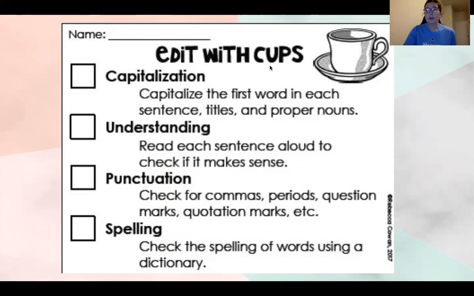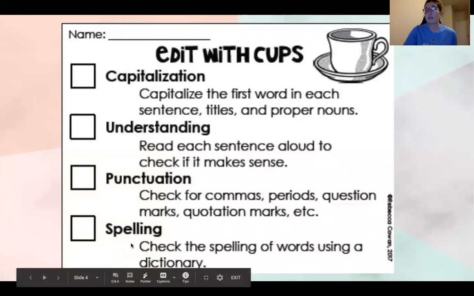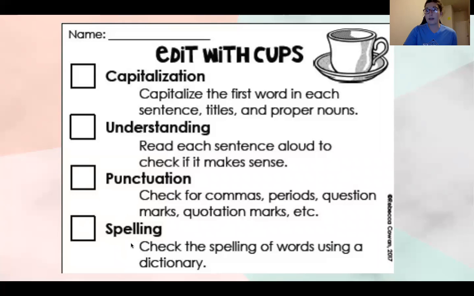The U in the word CUPS stands for understanding. Read each sentence aloud to check if it makes sense. The P in the word CUPS stands for punctuation. So at the end of your sentences, do they have periods or question marks? Do you need to put in any commas or quotation marks? And lastly, the S in the word CUPS stands for spelling. Check the spelling of words using a dictionary.